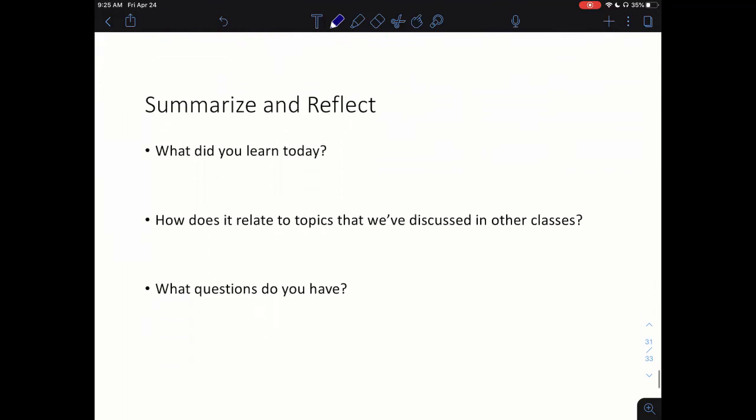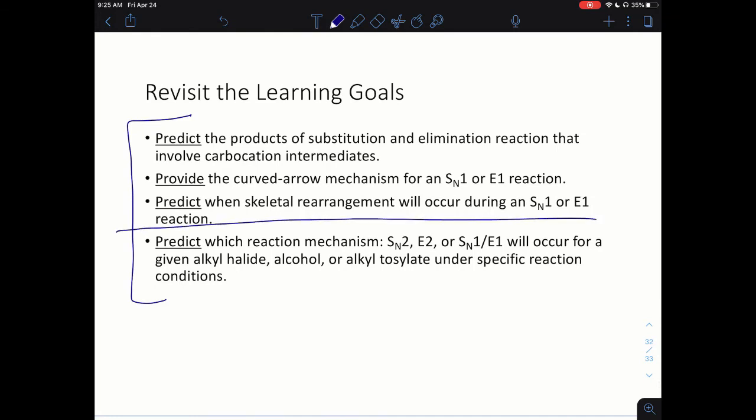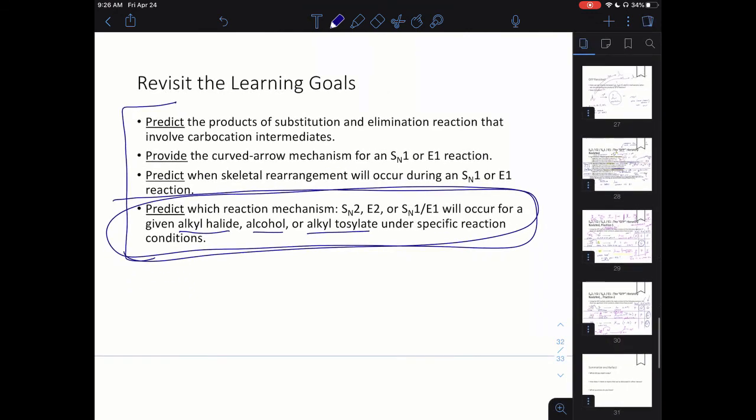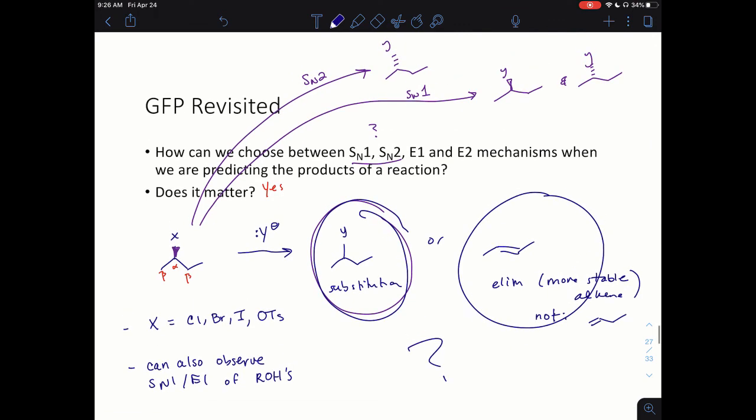So summarize and reflect. Please don't skip this step. We have now achieved our final learning goal for the substitution and elimination reactions, which is to predict between all four mechanisms when we are given some alkyl halide, alcohol, or alkyl tosylate under specific reaction conditions. So we are now able to decide which product, substitution or elimination, and we know by which mechanism it goes by using the good, fair, poor, and then a little bit of our chemical intuition when there's ties or when there's special circumstances. Okay, time to practice.